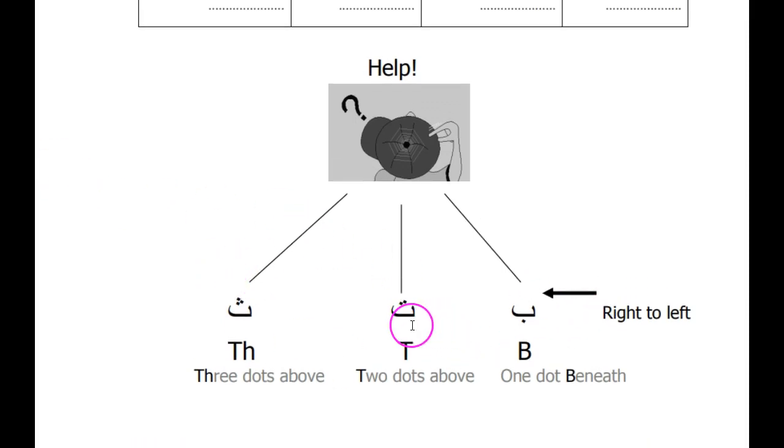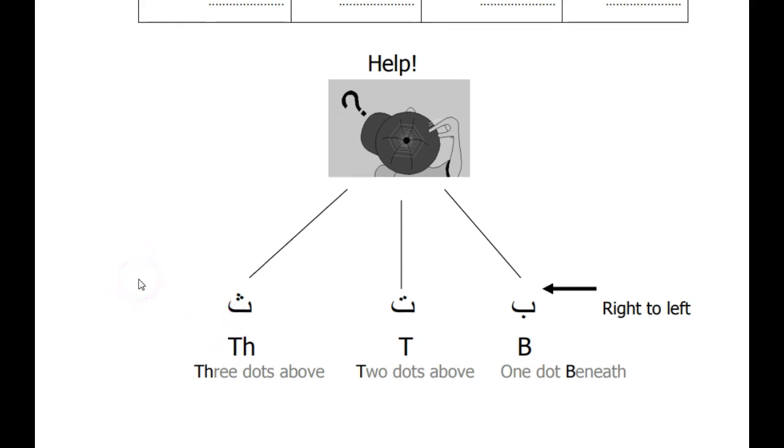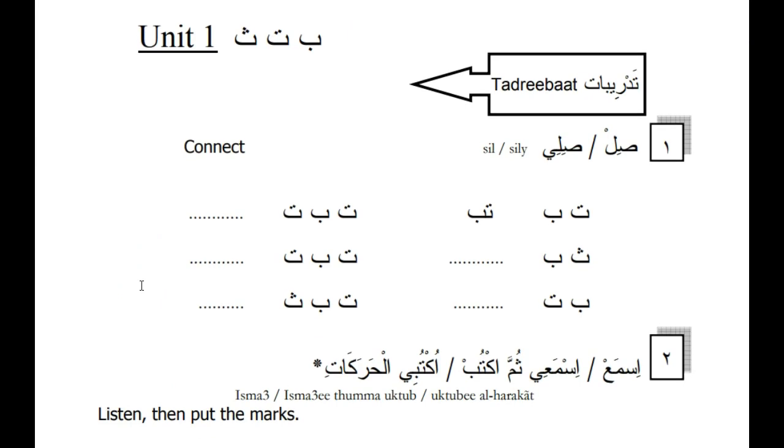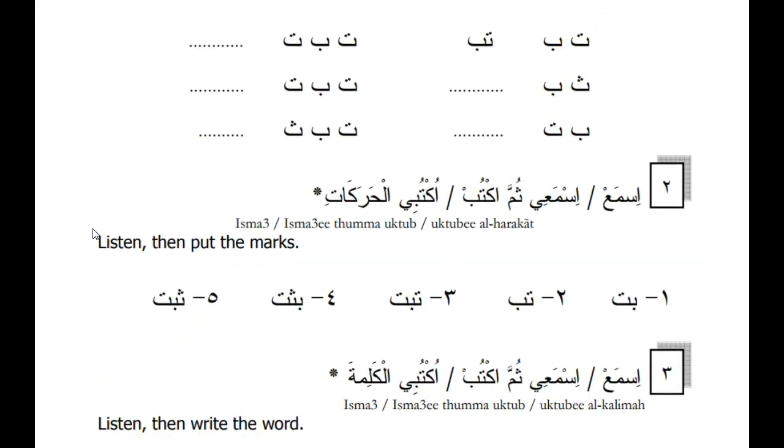Ba, ta, tha, da. 1 dot beneath. Ta, 2 dots above. Tha, 3 dots above. Okay, this exercise asks you to connect, the opposite of the other one. You have letters separately, then write them connected. And then it says listen, then put the marks.